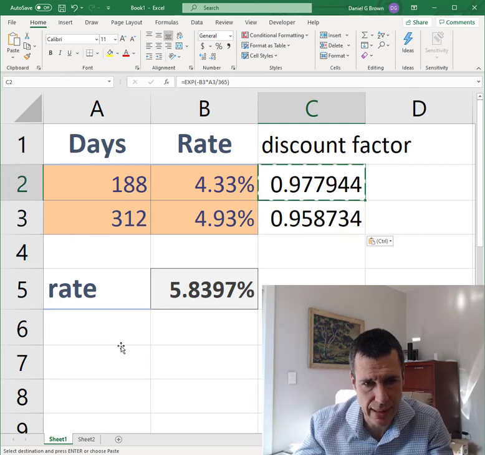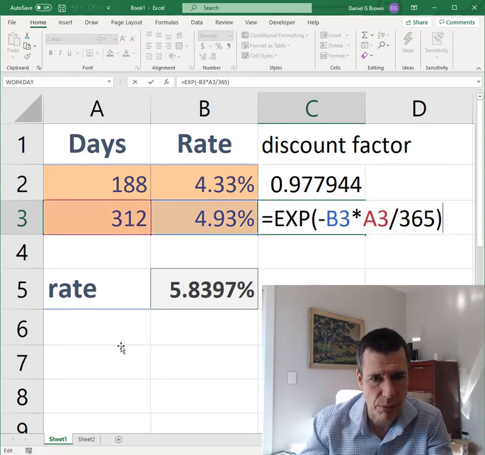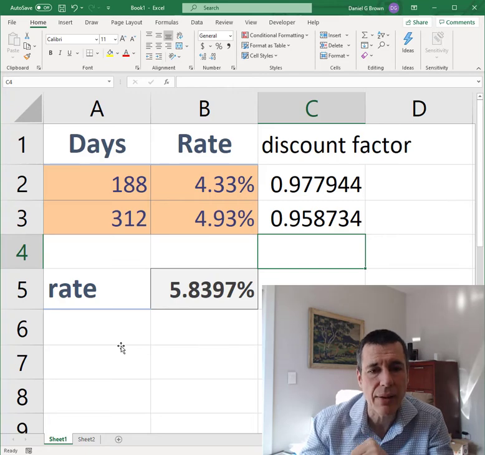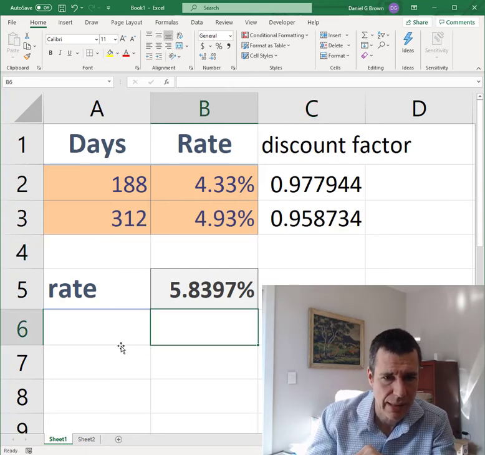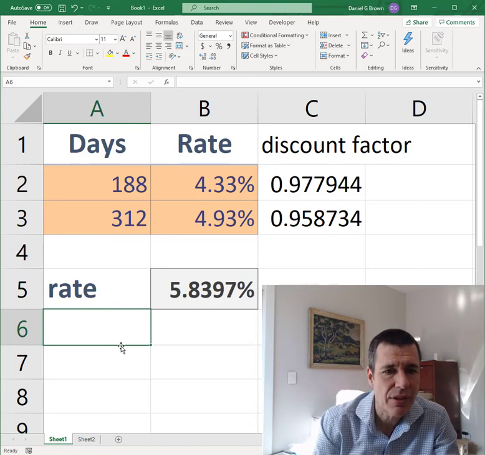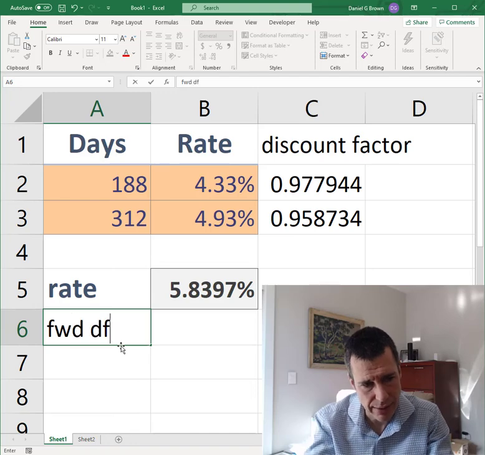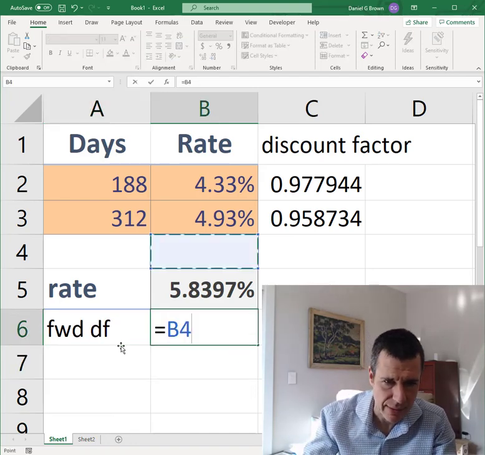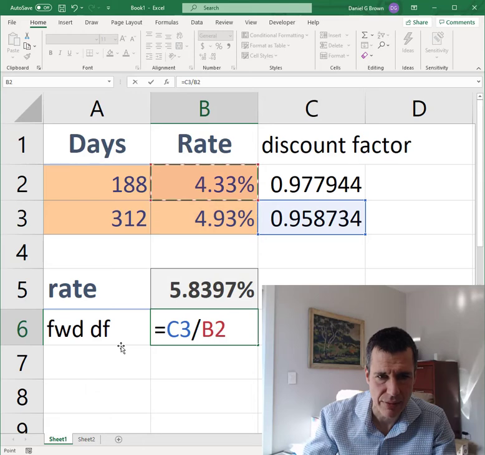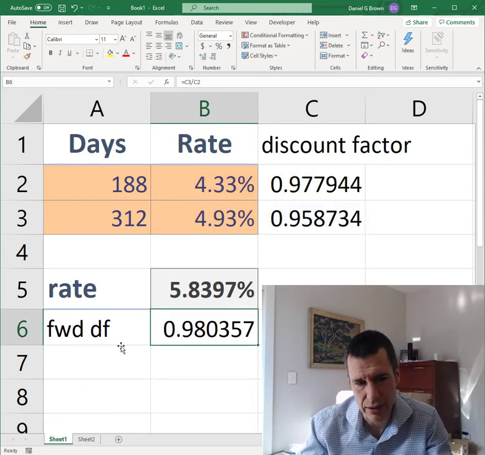Let's look at that. That's e to the minus R2, 4.93%, times T2, which is 312 divided by 365. Now the forward discount factor is the ratio, DF2 divided by DF1. The forward discount factor is the second discount factor divided by the first. So that's my forward discount factor.